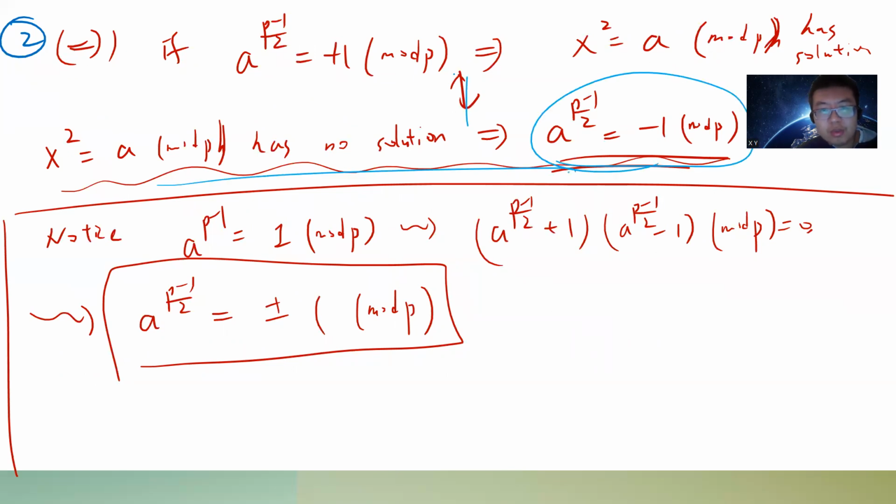Okay, so it's equivalent to prove that if a to the (p minus 1) divided by 2 is plus 1, because this fact tells you that if it's not minus 1, it must be plus 1, then x squared equals a mod p has a solution.